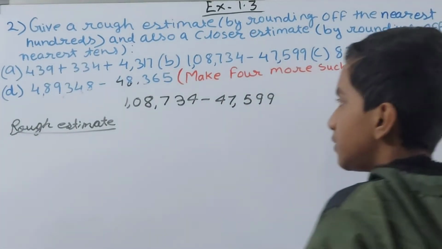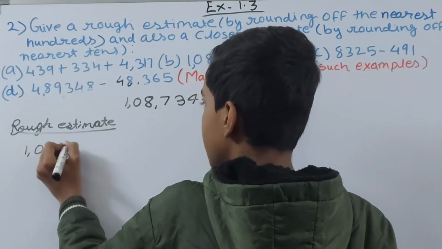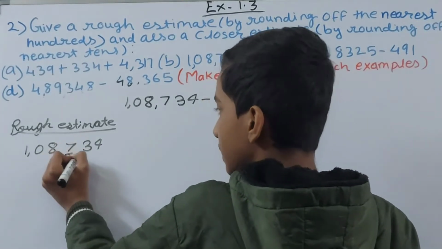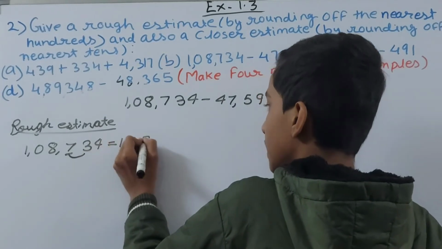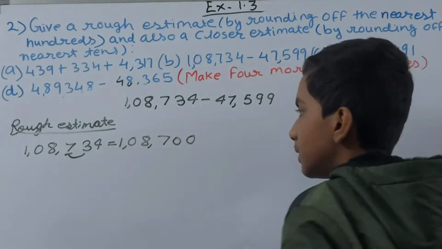Okay, so first we have 1,08,734. The digit at hundreds place is 7. Move one place back, 3, so that means this number will be the same. 7, nothing will be changed. 3 and 4 will turn to zeros, like this.